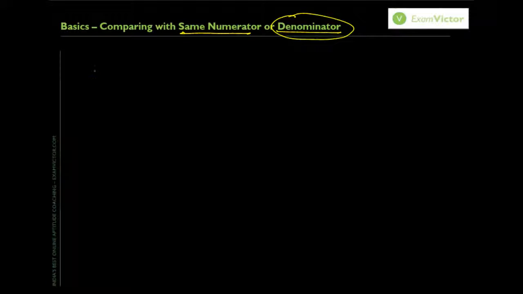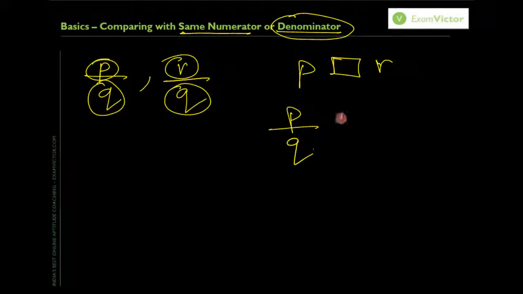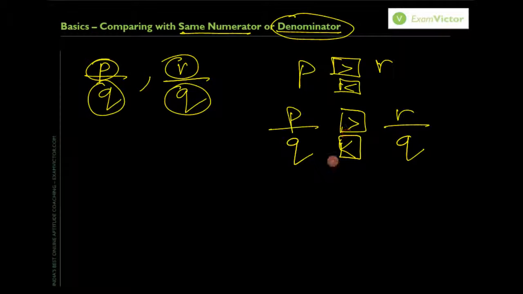So what I'm trying to say is that my two fractions are, let's say, P by Q and R by Q. If I have to compare these two, it's very simple. If the denominator is the same for both of them, then I just have to compare the two numerators. So whatever relationship P and R have, the same thing the fractions will also obey. So if P is greater than R, then P by Q will be greater than R by Q. If P is less than R, then the same relationship will apply. So this is a very simple case.